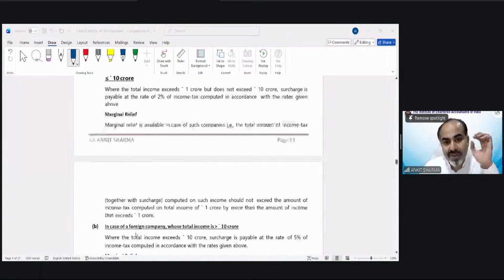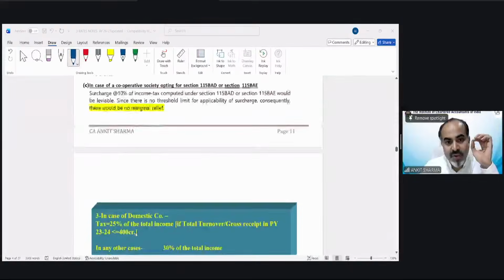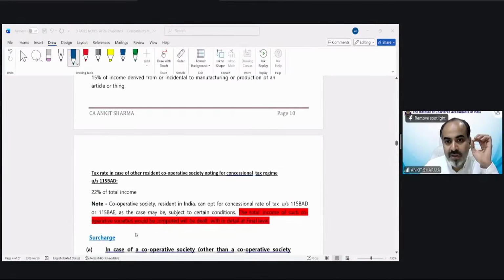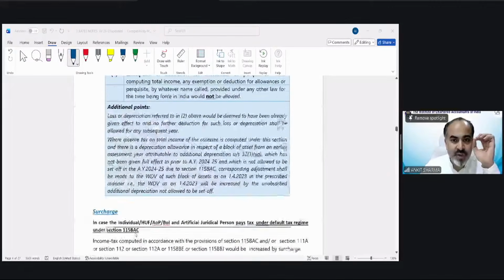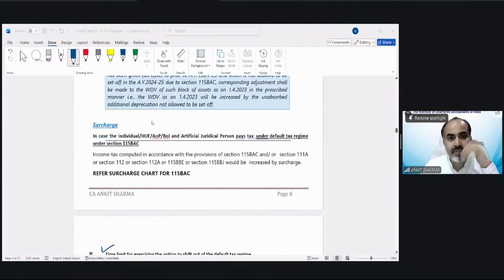Now, there are some points you need to revise yourself. We are going to discuss them in a short way. These were the rates of tax in case of individual, HUF, AOP, BOI, etc. Sumit wants to ask something. Sumit, let me see.